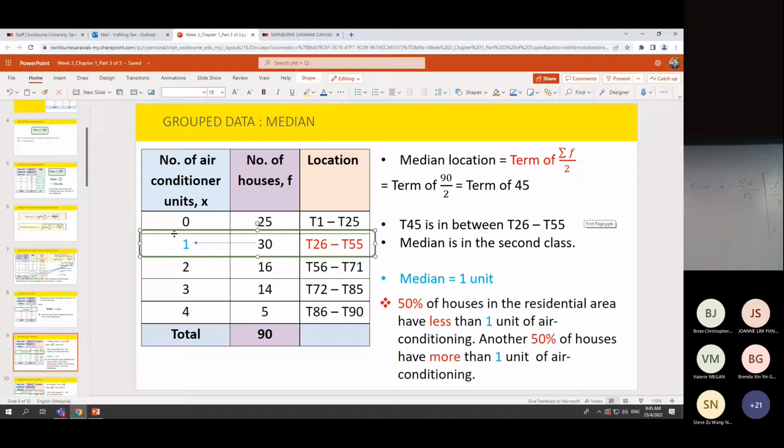So far okay? All right, then the next measurement would be the first quartile.